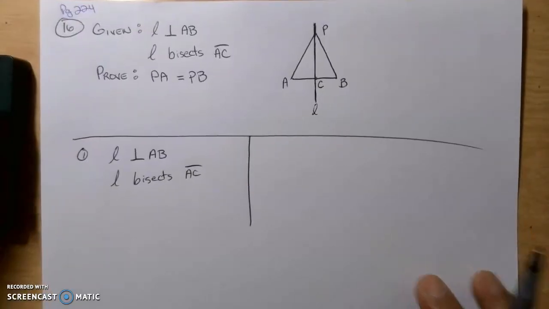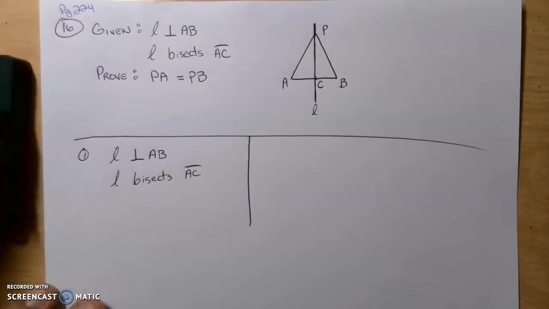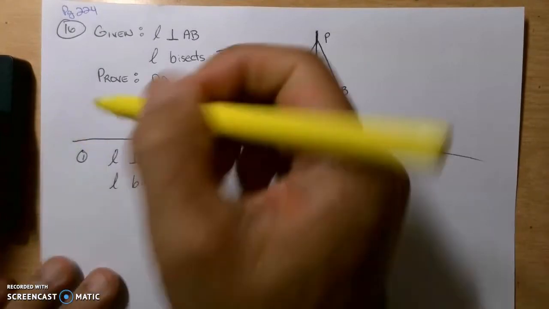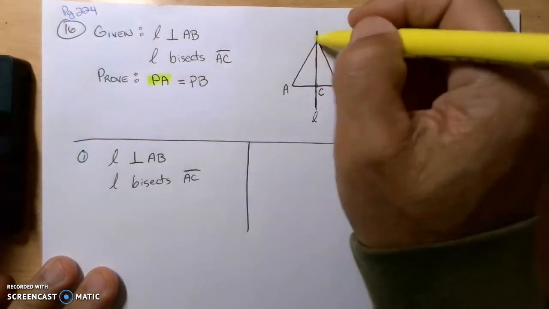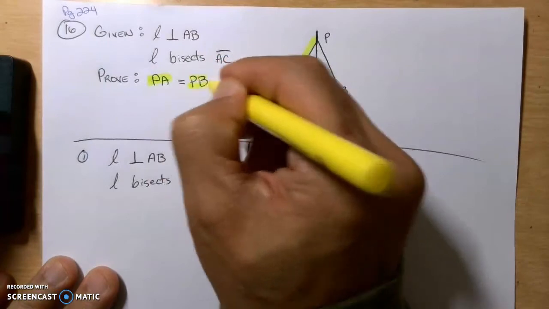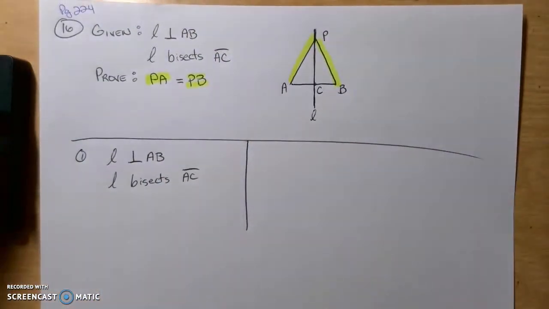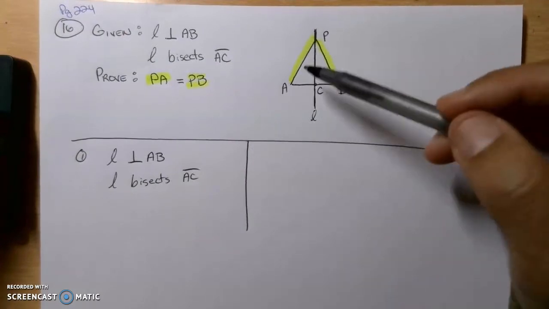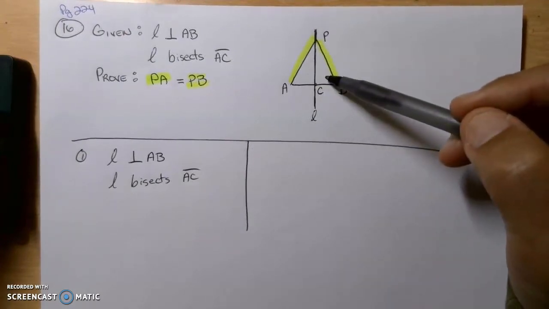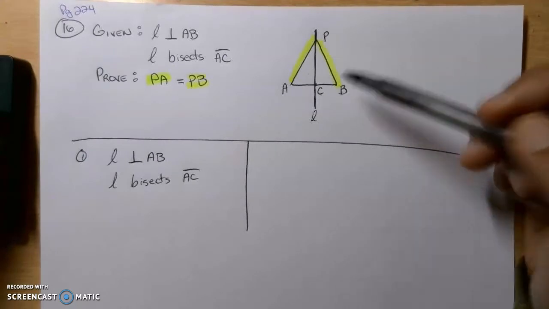All right, I'm going to do problem number 16 here, a proof. Let's see what they want us to do. Prove that PA is congruent to PB. So we're going to try to prove that those 2 yellow side lengths are equal. What I want to do first is, if I can prove this left triangle is equal to the right triangle, then I can go CPCTC.